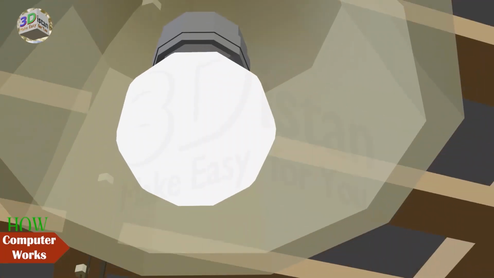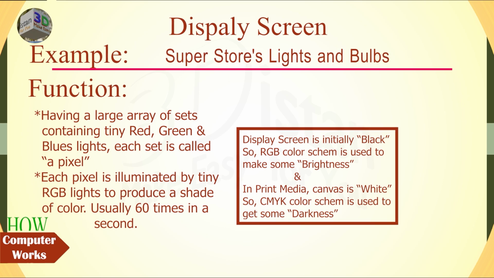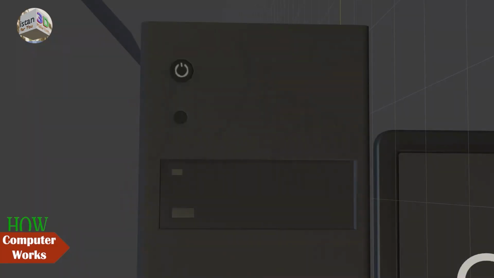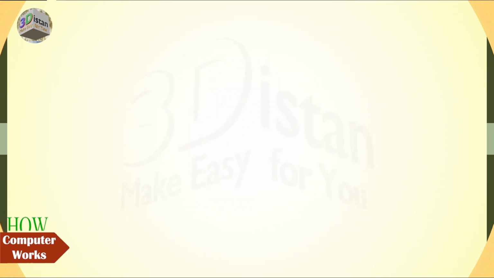Display screen monitor. Example: the lights and bulbs in the store showing all activities happening. The lights and bulbs in the store are like the computer's display screen, showing all the activities happening in the computer. If you turn off the display screen or store lights, the backend work continues. The display screen shows all the activities and operations happening in the computer. Even if the screen is off, the backend work continues.